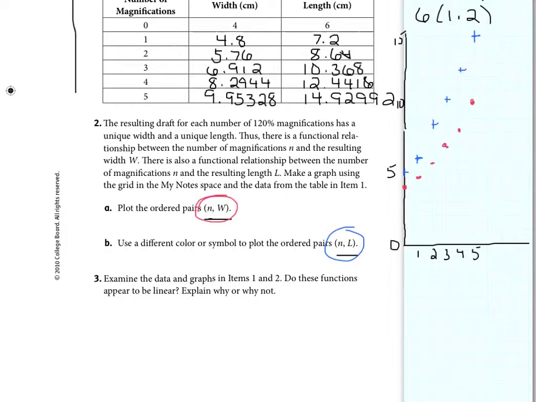So do these look linear? Well, notice especially on the width one, it's got a little bit of a curve to it. And actually, so does this one. It's not going in a straight line, or else it would have kept going like that. This one would have kept going like that if it was linear.